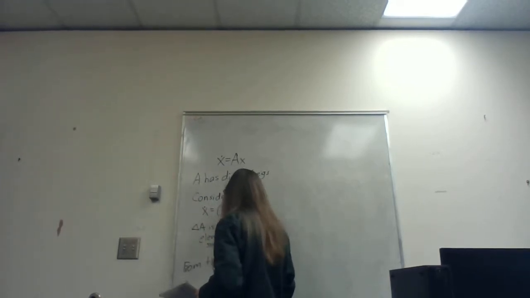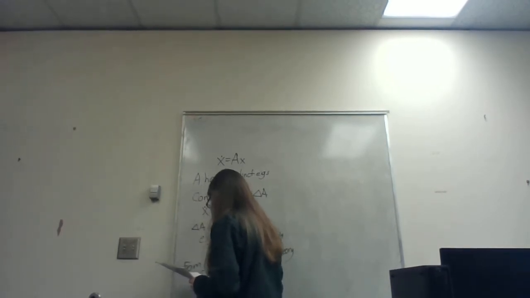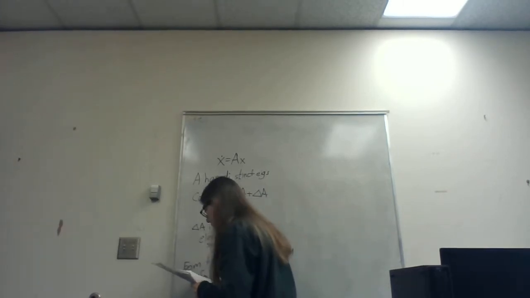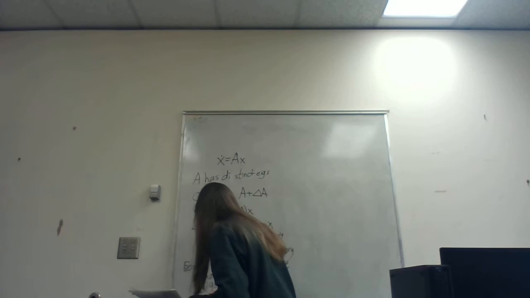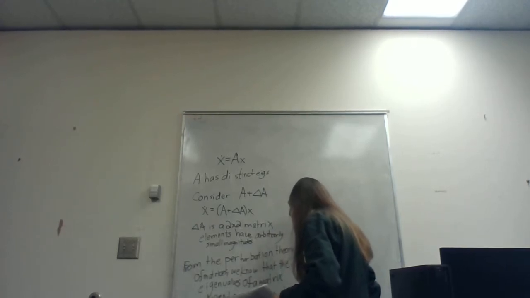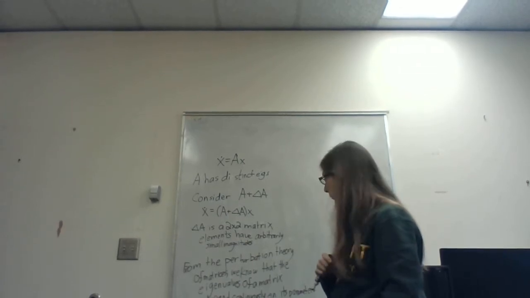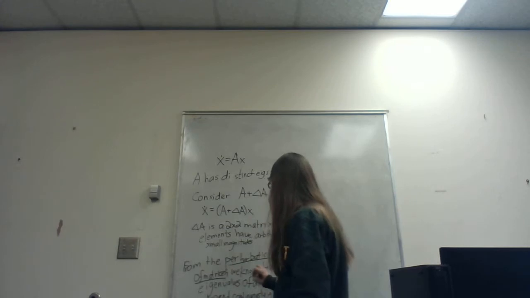What the next part of the proof says is, from the perturbation theory of matrices, we know, and I'm copying this from the book, that the eigenvalues of a matrix depend continuously on its parameters. So first, let's break down this statement. From the perturbation theory of matrices, it says we know the following.